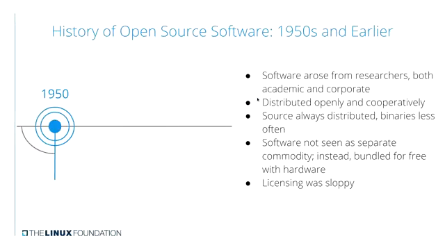In the 1950s, most software arose from both corporate and academic environments, was often very strongly coupled to the hardware, and was generally not distributed by itself. It was distributed with the binaries. It wasn't seen as a separate commodity, and licensing was sloppy. One reason for the fact that the source was distributed is that there were many different platforms that people ran on. They had different compilers, different operating systems, and the concept of distributing binaries just was not practical at all.